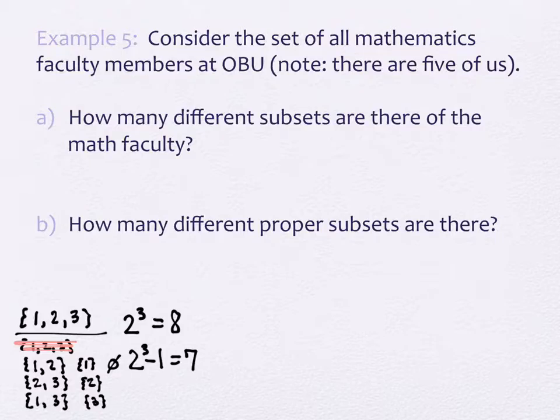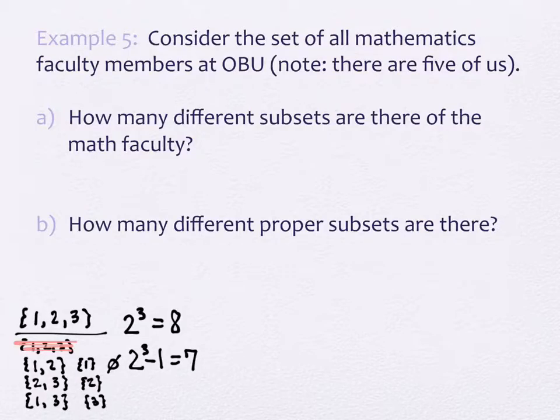So let's take a look. Consider the set of all mathematics faculty members at OBU. If you're not sure, there are 5 of us. Does anybody know our names? You know mine, Dr. Hands. Who else am I missing? Dr. Auk. Dr. Marsh. Dr. Tucker. Very good. Dr. Bond. That's the last one. Have you had Dr. Bond? Yes. What'd you have him for? College algebra. Okay. So there's 5 of us.